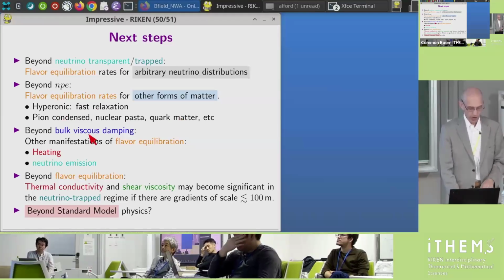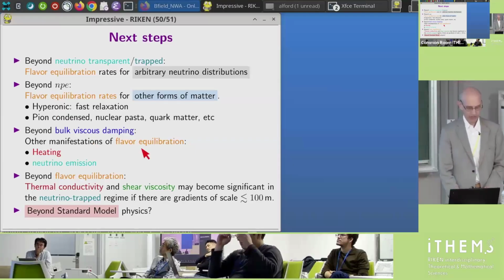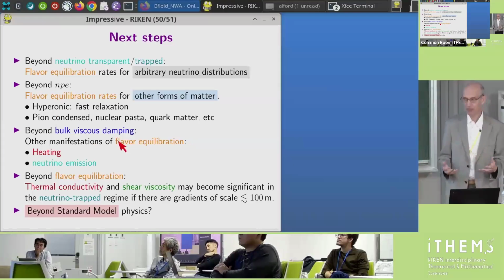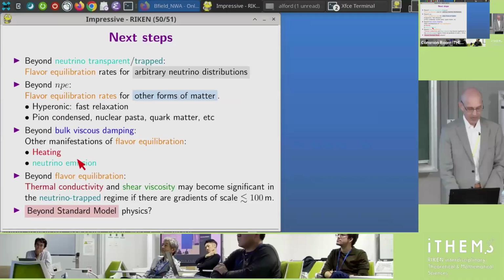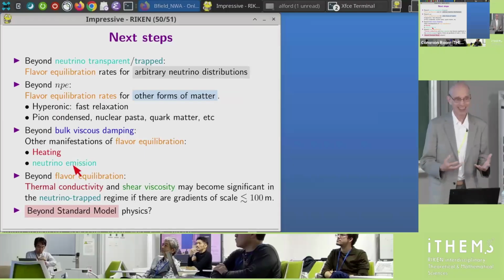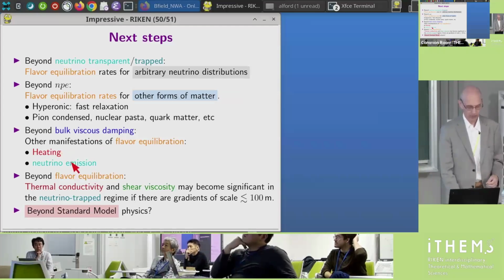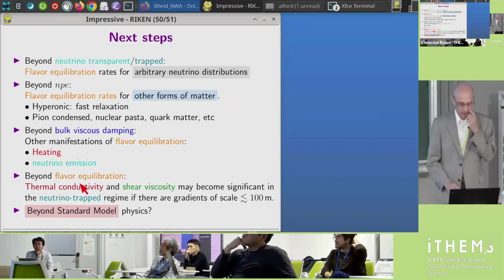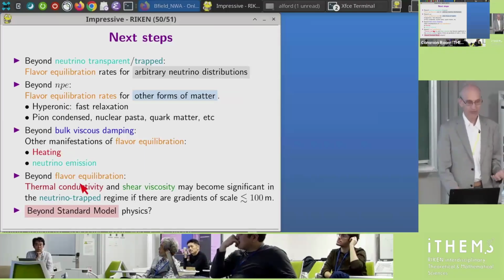So I talked about the damping of density oscillations, but that's not the only manifestation of flavor equilibration. That damping, where did the energy go? Okay, the energy went into heat and the emission of neutrinos. So you could also look at those effects of this bulk viscous damping, that it heats the medium or it may lead to enhanced neutrino emission. So I only talked about flavor equilibration, but I mentioned that there are other ways in which the system can be driven out of equilibrium and might try to return to equilibrium that might have their own interesting phenomenology.